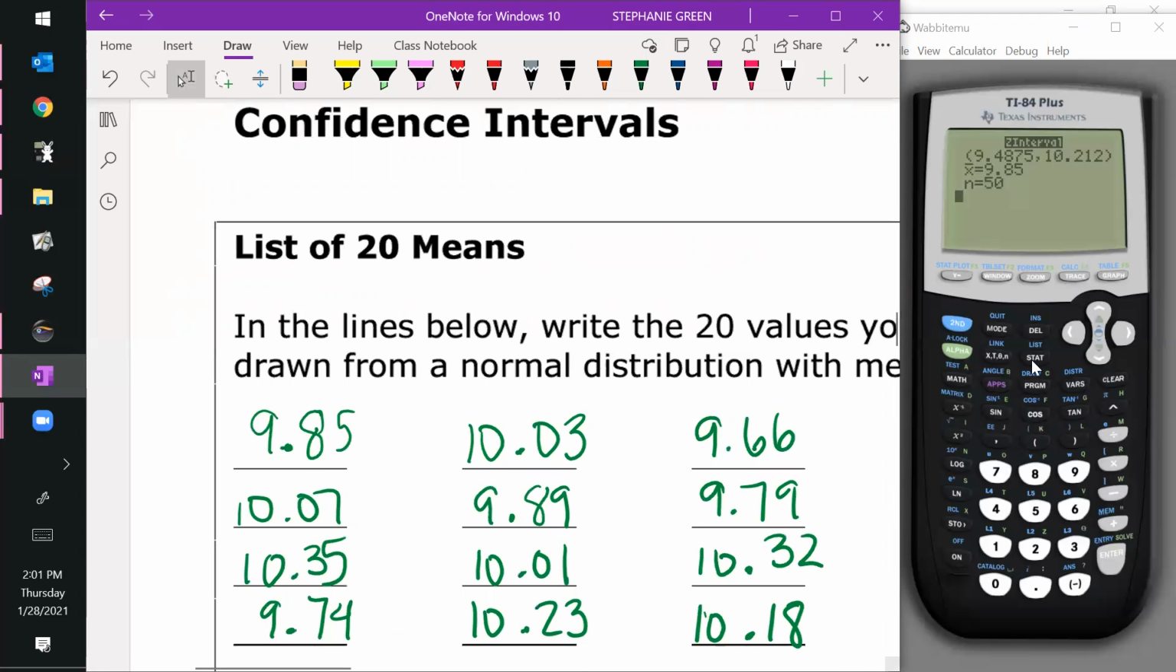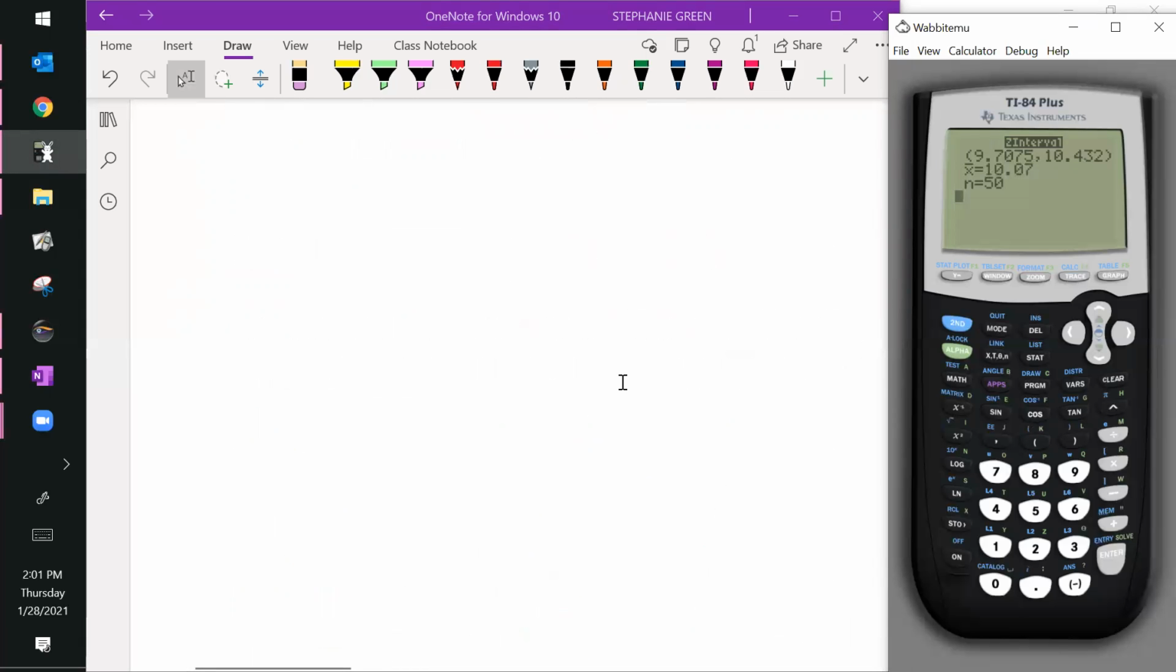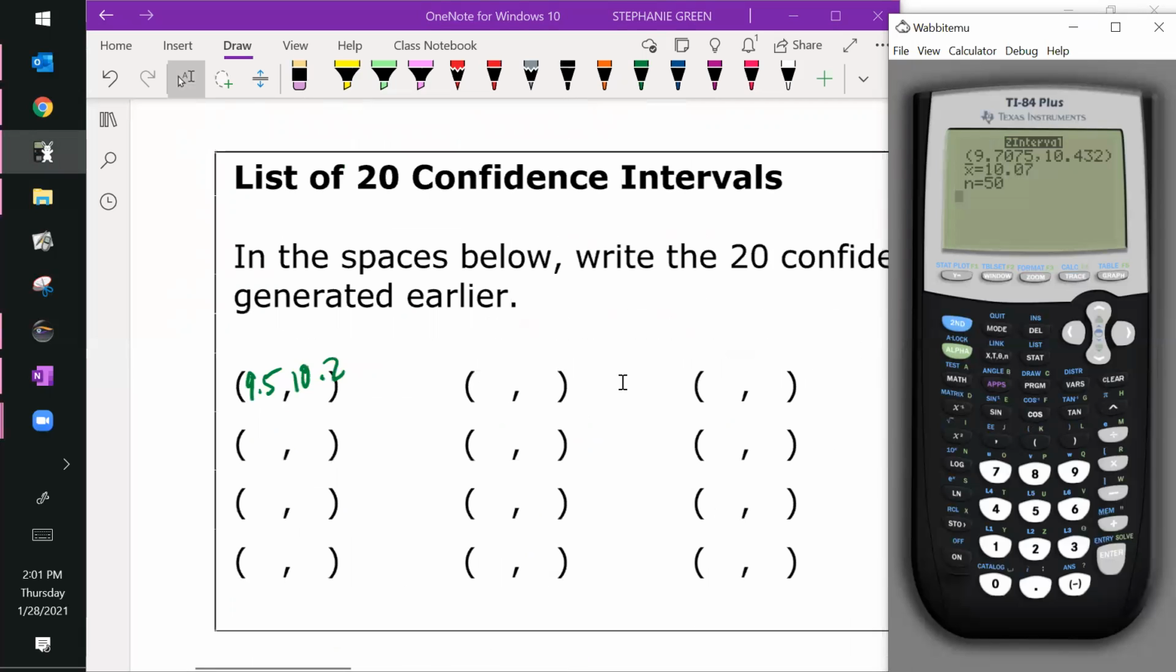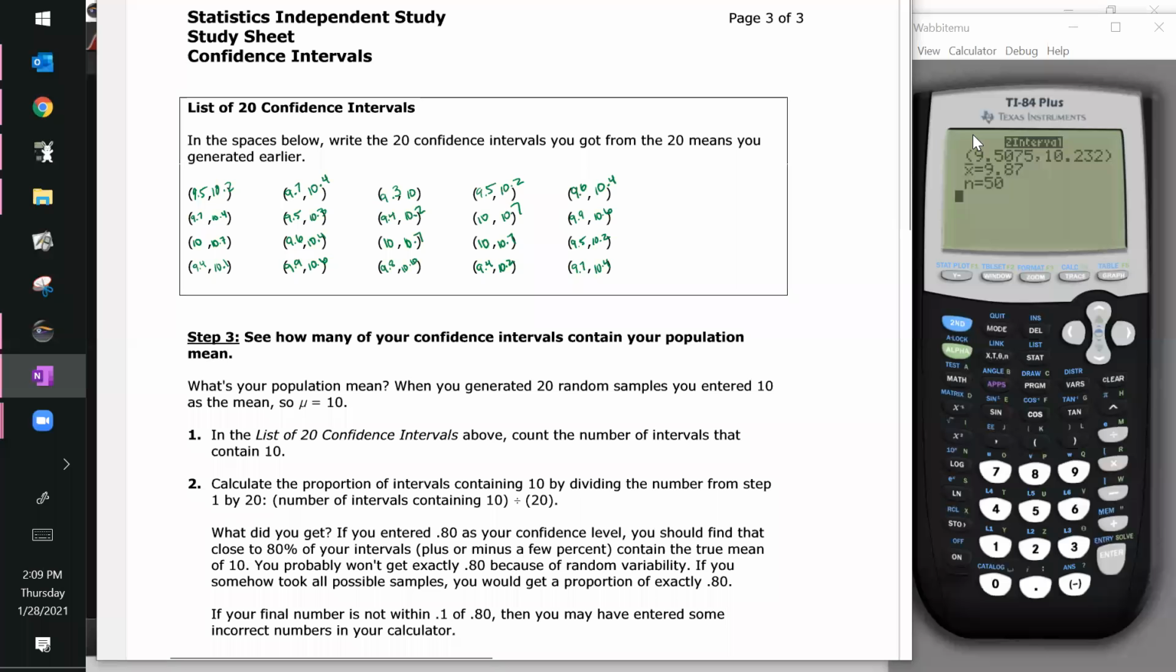10.07. So I'll go back to stat, over to tests, option 7, Z interval. And all I have to change here is my X bar. I'm going to change it to my next X bar, which is 10.07. And calculate. There's my next one. So I'll come back over here and write that one down, 9.7 to 10.4. Okay, and I'm going to keep repeating this process until I get all of these filled in, one for each sample mean.